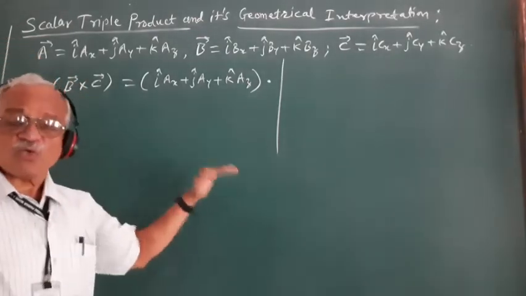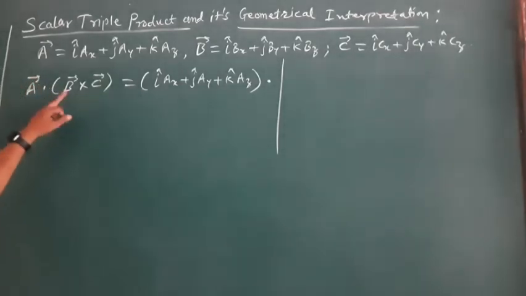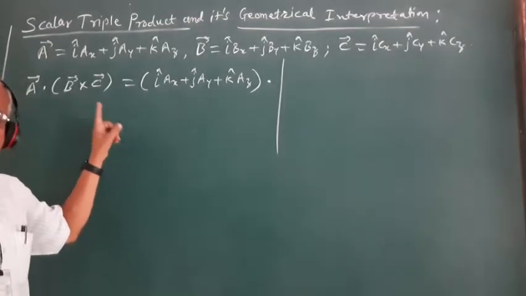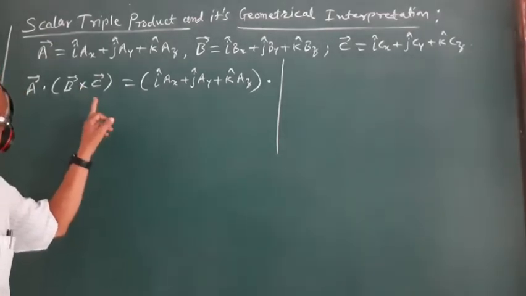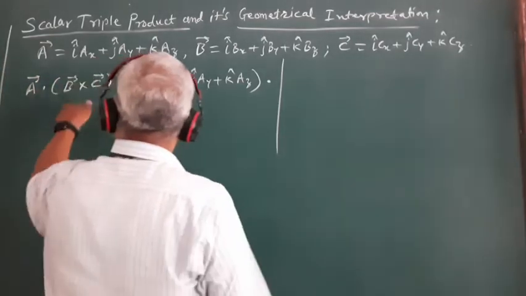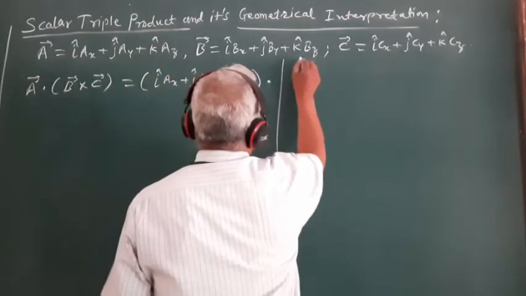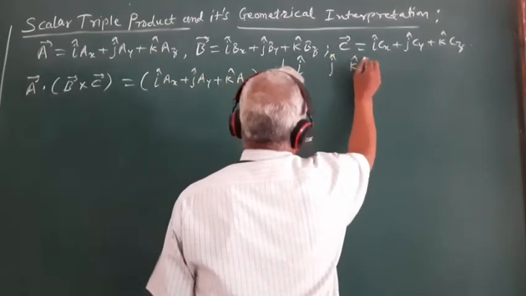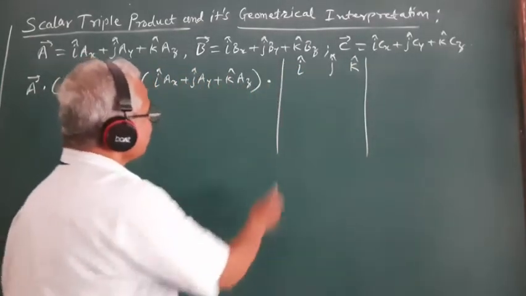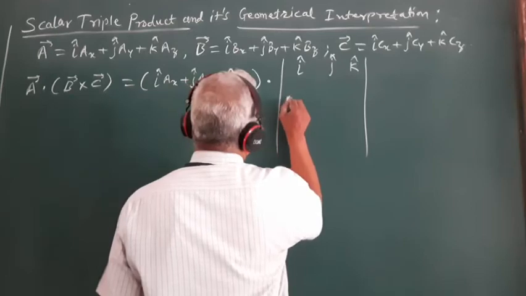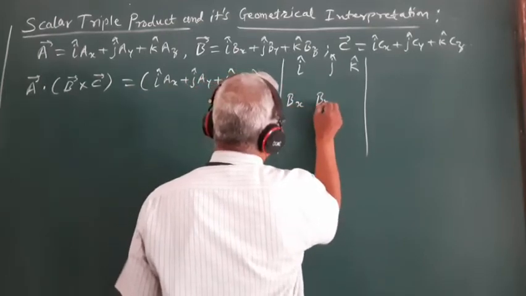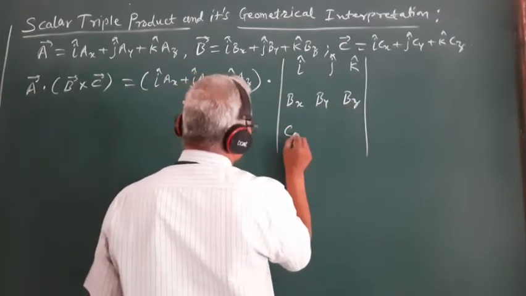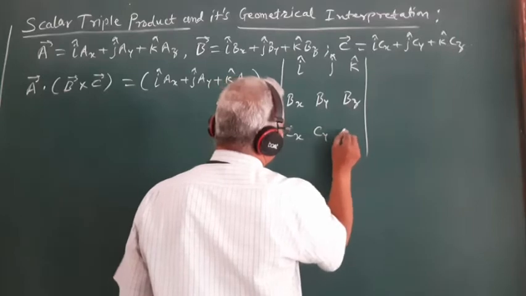The second row of the determinant is the components of the first vector in the product, and the third row is the components of the second vector in the product. So this cross product b bar cross c bar can be expressed as a determinant. The first row of the determinant is the unit vectors i, j, k. The second row is the components of the first vector in the product, and the third row is the components of the second vector in the product.